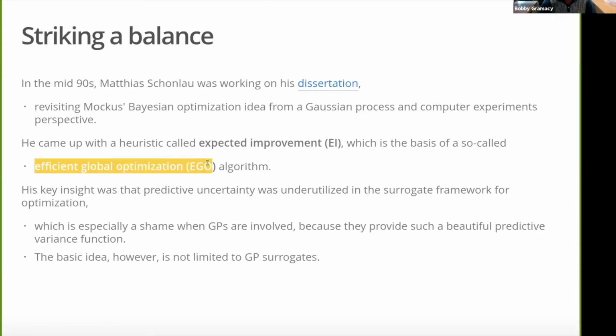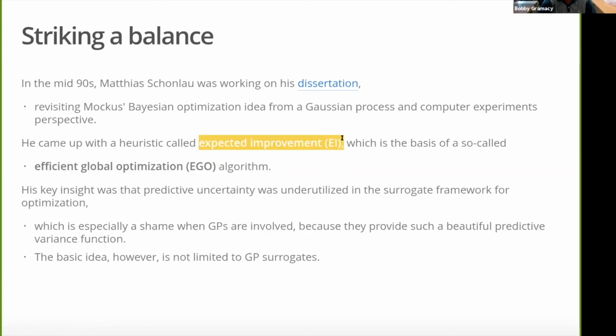People don't usually talk about EGO much anymore. The algorithm is based on the heuristic. They just talk about the heuristic. So if you hear people saying they're doing efficient global optimization, they probably mean they're doing expected improvement. I see them as the same thing. One of them is the name of the decision, the other one is the name of the algorithm that comes from making that decision over and over again.